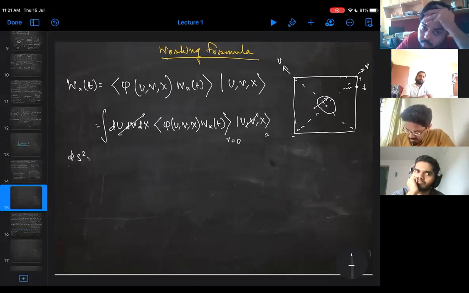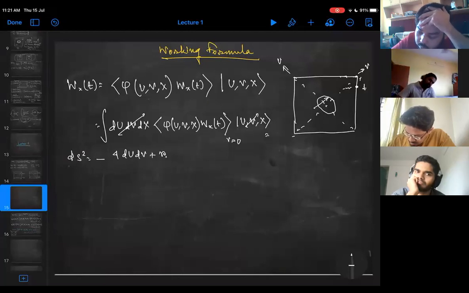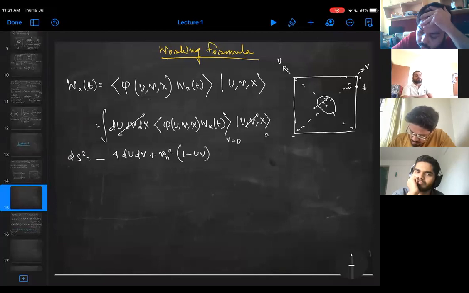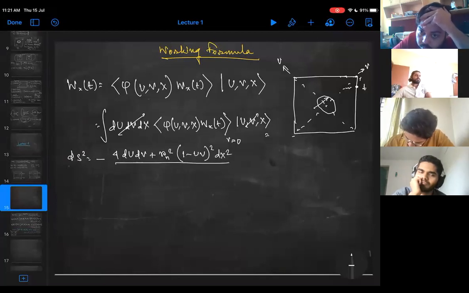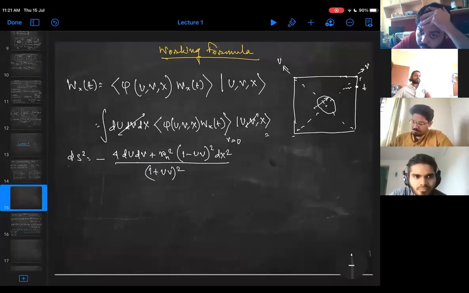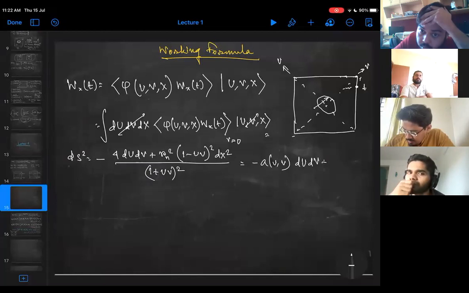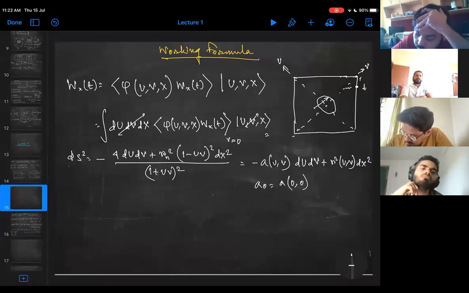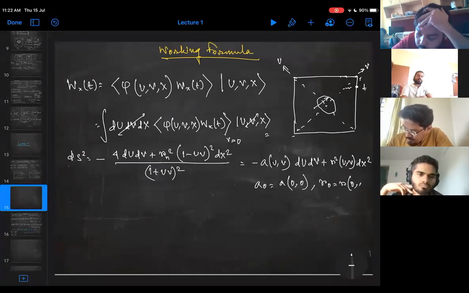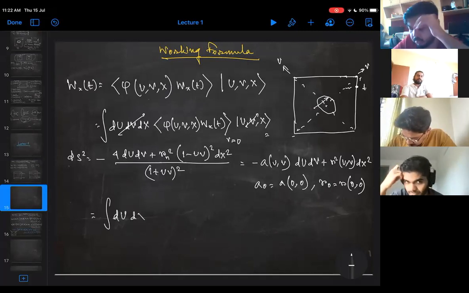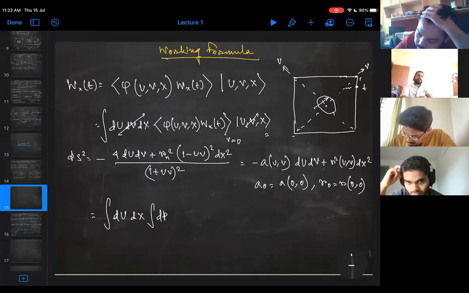So we are working in these Kruskal coordinates, and the metric is something like this. R_H is supposed to be the horizon radius, squared. We'll symbolically write it as something which is a function of u. And for quantities near this bifurcation region, we'll simply call them A0, similarly R0. So with this metric, now we can easily Fourier transform the state. So this will be something like that.